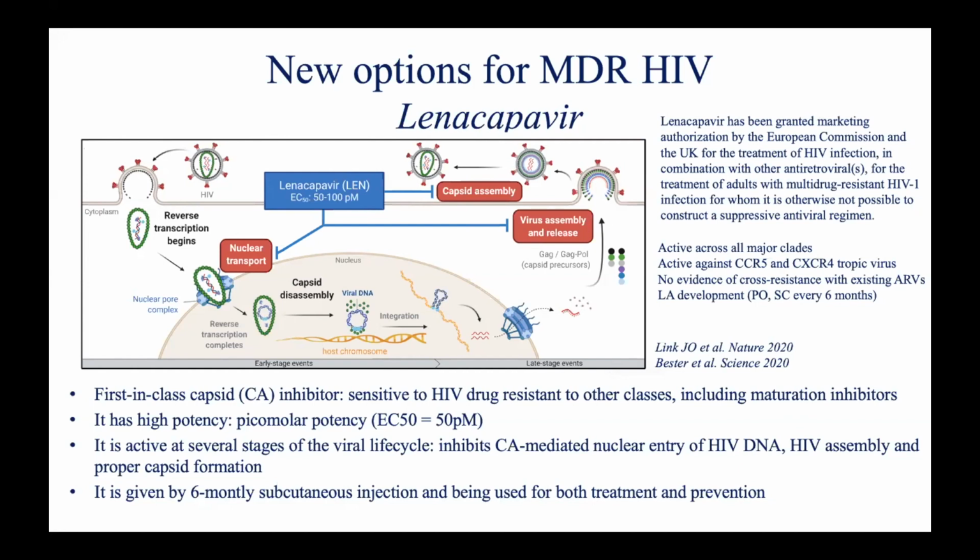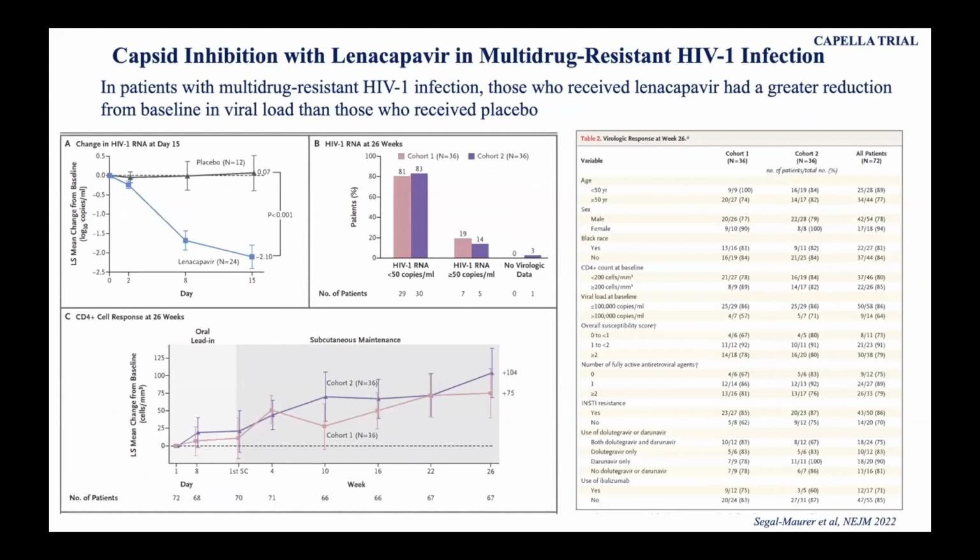This drug can be used as oral administration, but also subcutaneous every 6 months. It has been used so far for treatment, and they are starting to think about using it also for prevention. Here, in the first graph, you see the randomized group, where there were people who for 14 days received a placebo, containing the failing regimen, and the people who received lenacapavir.